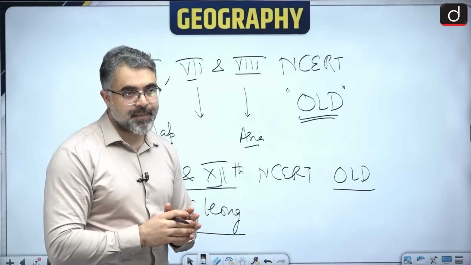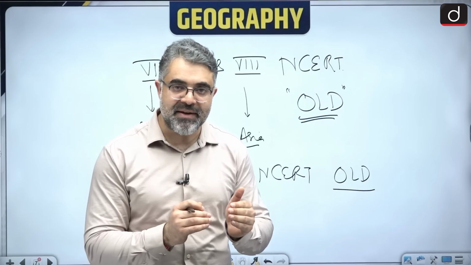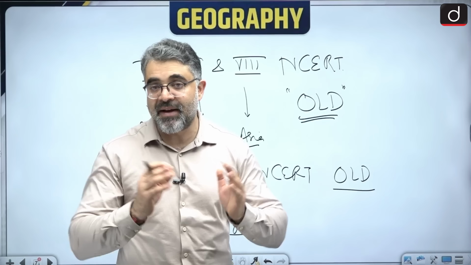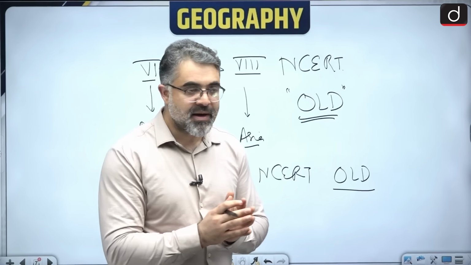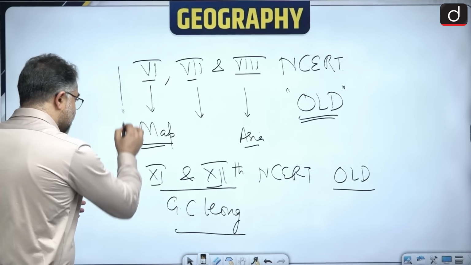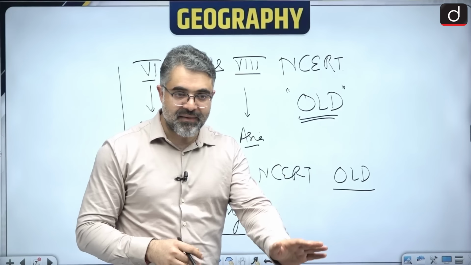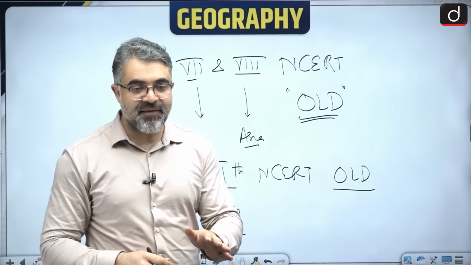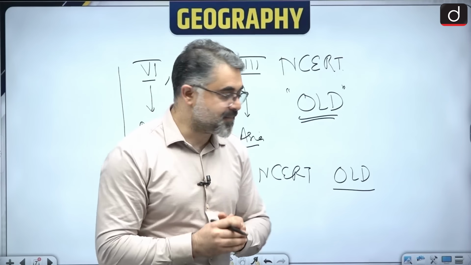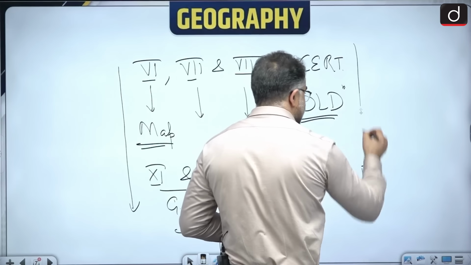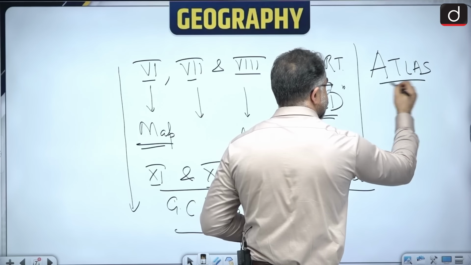The reason is, G.C. Leong is at a certain level. It will tell you about the concept, but maybe not explain it in a very fundamental way. So the preparation should go like this. You complete your NCERTs, go through your 11th and 12th NCERTs, and then for the upgradation, you can go through this book. But remember, side by side, you should also have an Atlas with you.